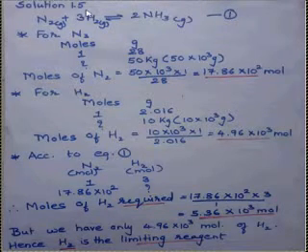Solution of 1.5. Write down the balanced equation. N2 plus 3H2 gives you 2NH3, that is ammonia. Now for N2 we are given moles. When there is 1 mole, we have the value in grams as 28 grams. Atomic mass of nitrogen is 14. 2 atoms are there. So 2 into 14 will give you 28 gram.